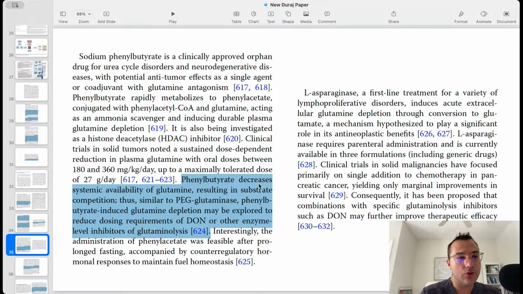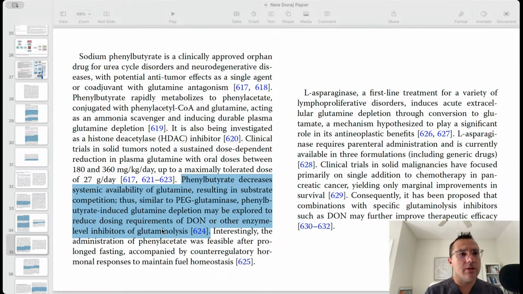Phenylbutyrate decreases systemic availability of glutamine, resulting in a substrate competition, thus similar to PEG-glutaminase. Phenylbutyrate-induced glutamine depletion may be explored to reduce dosing requirements of DON or other enzyme level inhibitors of glutaminolysis. So what this essentially is doing, from what I can understand, is it's actually scavenging glutamine from the plasma. Okay, that's actually a unique mechanism that we have not on this channel talked about whatsoever.